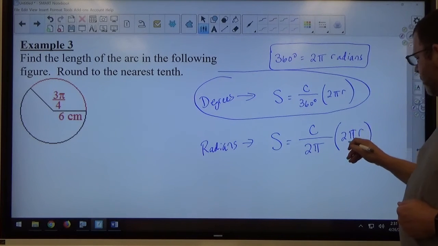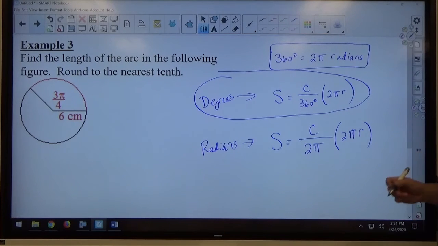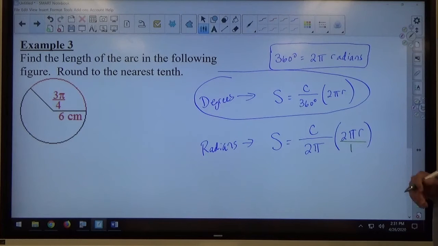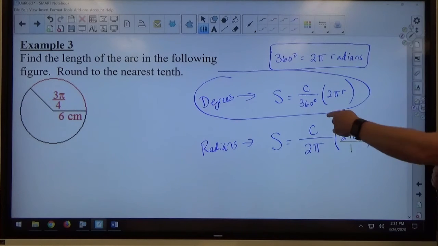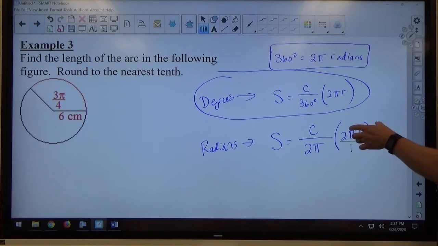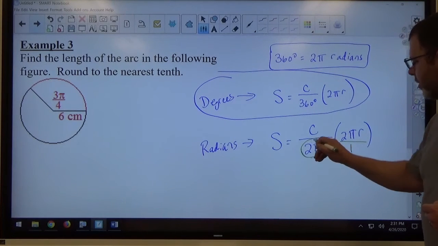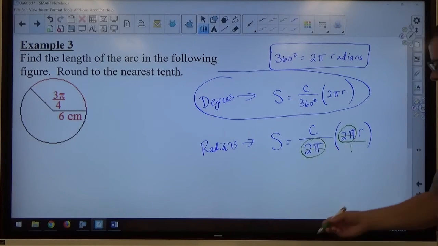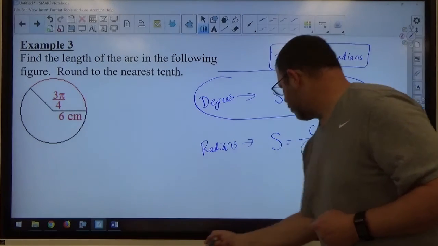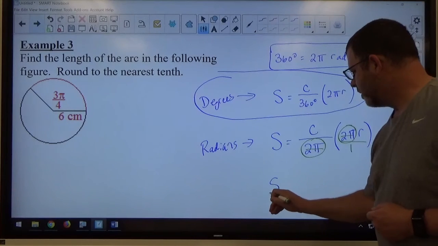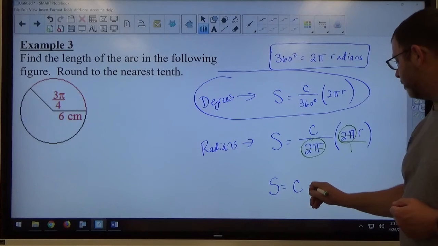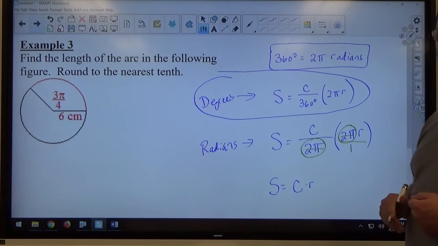Now officially 2 pi r, since it's not fractional in structure, is in the numerator of a fraction. And this fraction, C over 2 pi, is being multiplied by this fraction, 2 pi r over 1. The 2 pi on the bottom and the 2 pi on the top are exactly the same thing, so they cancel, leaving us with a very simple formula for radian arc length. We take the central angle measure in radians and multiply it by the radius length.